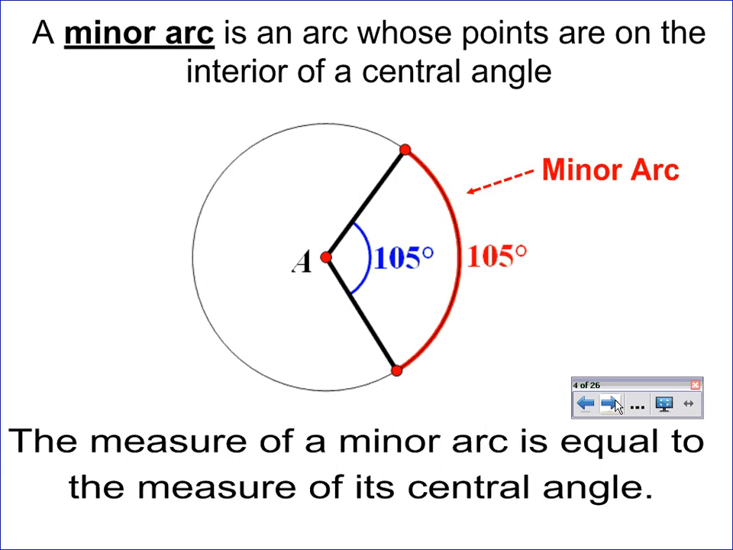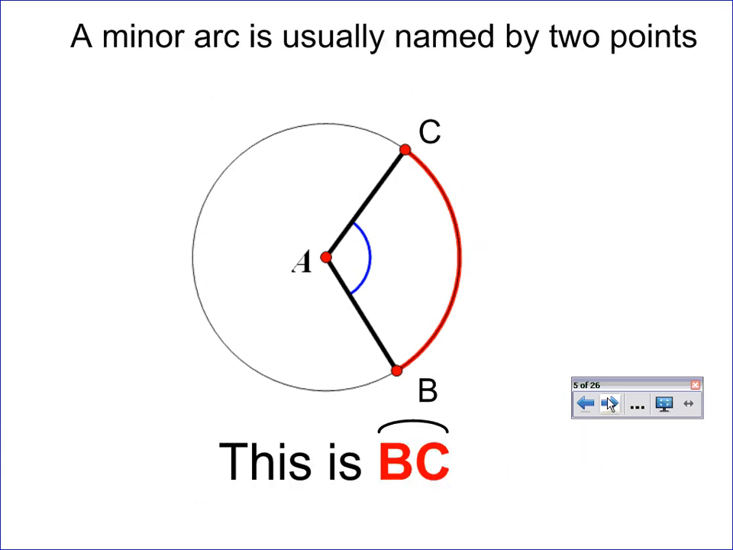Minor arcs. A minor arc is an arc whose points are on the interior of a central angle. The measure of a minor arc is equal to the measure of its central angle. A minor arc is usually named by 2 points. This is arc BC.